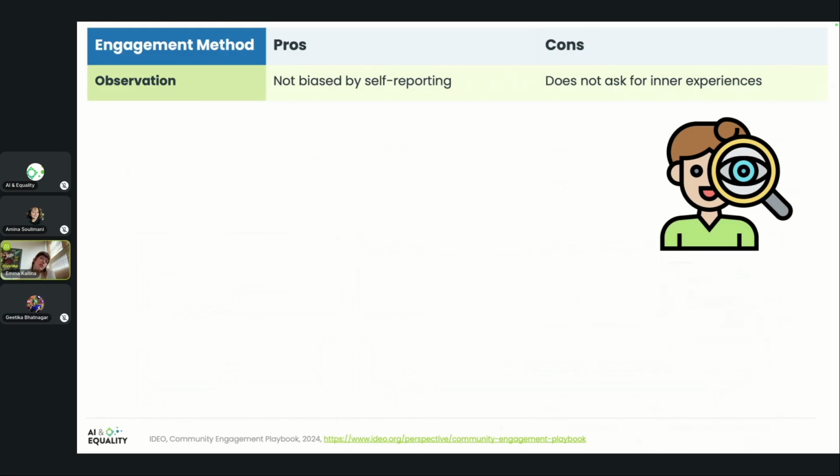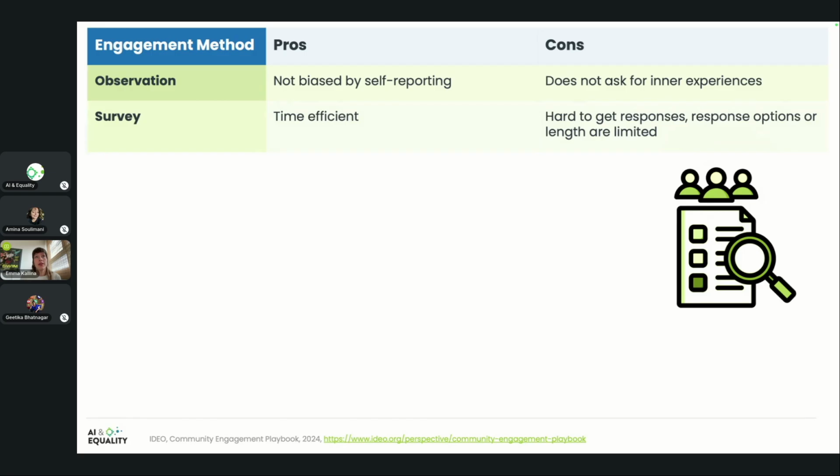And this is good because you'll see them actually doing this thing. So there is not any bias by them telling you how they do the thing, you just see how they do the thing. But you don't ask them about their inner experiences, and that might actually be really relevant. Then the survey, it's super time efficient, you send it out and as many people as you like can complete it at the same time. So that's good. But first of all, it's hard to actually make people fill out a survey. And then often response options are quite limited and it's not that flexible.